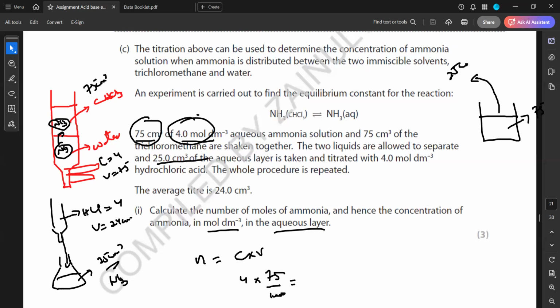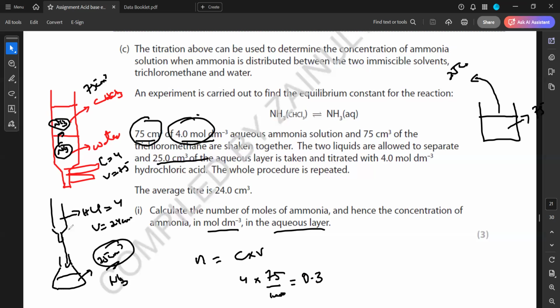75 into 4 divided by 1000. So 75 into 4 is 300, so this will be 0.3. So 75 divided by 1000 and times 4 is 0.3. So 0.3 is the original number of moles, okay? That is the total number of moles originally, initially. Now, we will find how many moles are there in 25 cm cube.